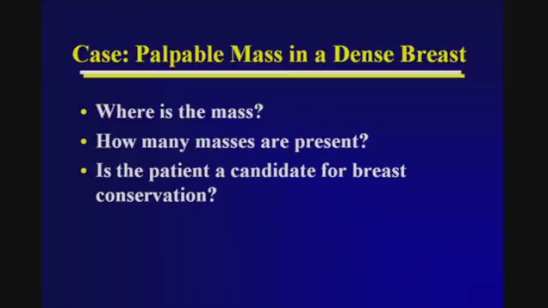So let's take a case here. This is a palpable mass in a dense breast. So we want to ask ourselves, where is the mass? How many masses are present, and is the patient a candidate for breast conservation? So here we're looking in the retroareolar region. This triangular marker indicates evidence of a palpable abnormality. This is the nipple marker. The nipple is somewhat inverted in this case, and here's a mass in the retroareolar region, irregular mass here on this mammogram. The question is, how many masses are present?